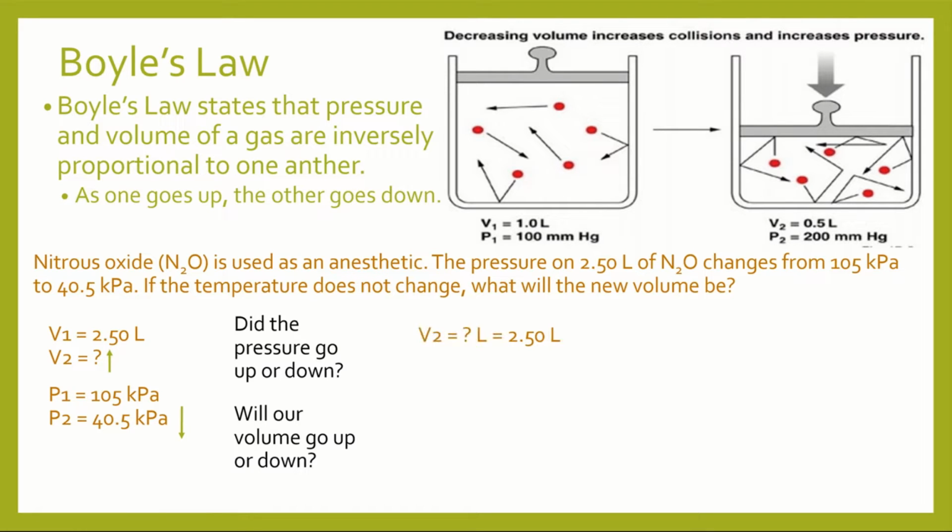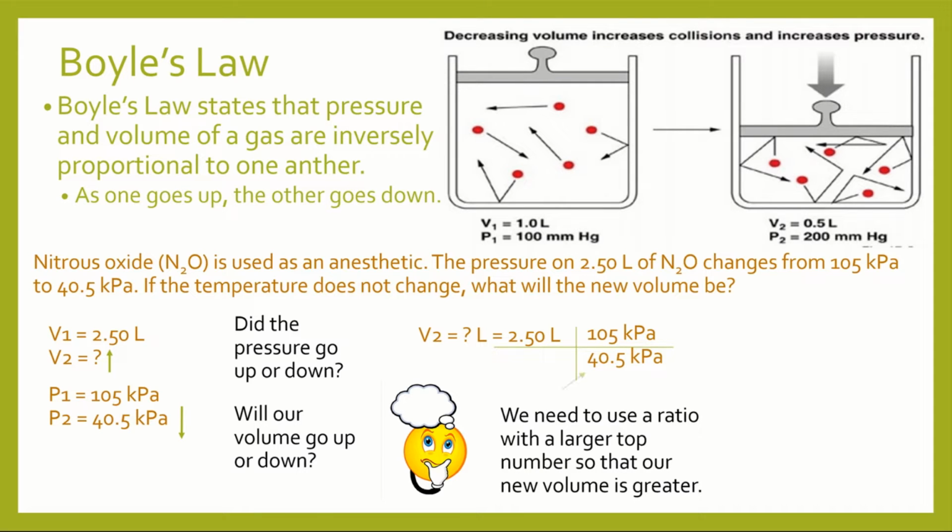All right, let's set up our factor label. We're looking for a new volume, so question mark liters, we're starting with 2.5 liters. Now again, if I want my number to get larger, and again I do, I want this volume to go up, I want to put the larger of the two values on top. 105 is larger than 40.5, so we'll put the 105 on top, the 40.5 on the bottom. And compute. Our new volume is 6.48 liters.